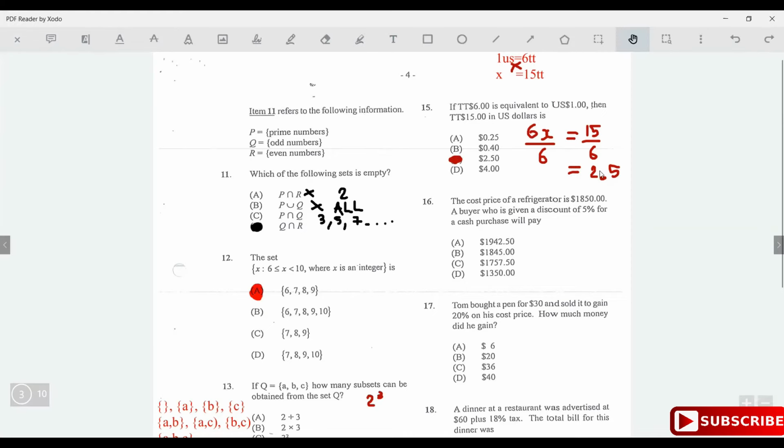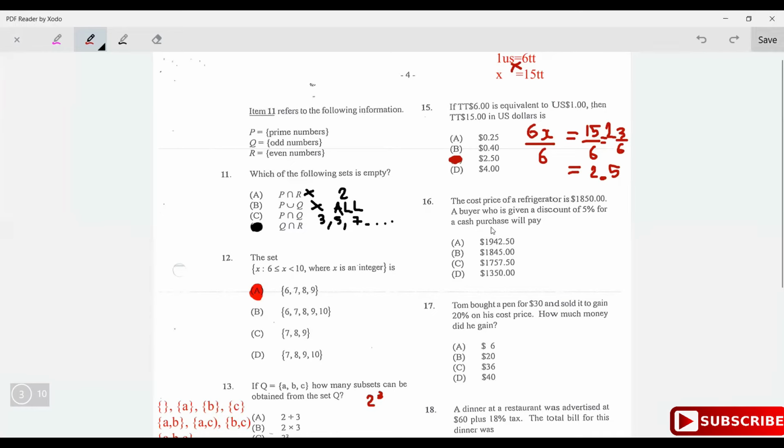15 over 6 is 2.5. How did I get 2.5 so quickly? 6 into 15 goes 2 times with remainder 3 over 6. And 3 over 6 is a half, 0.5.